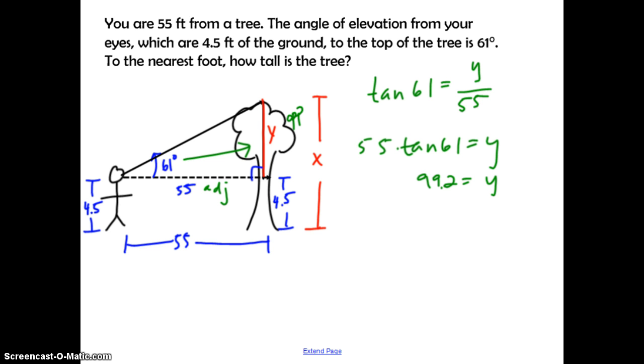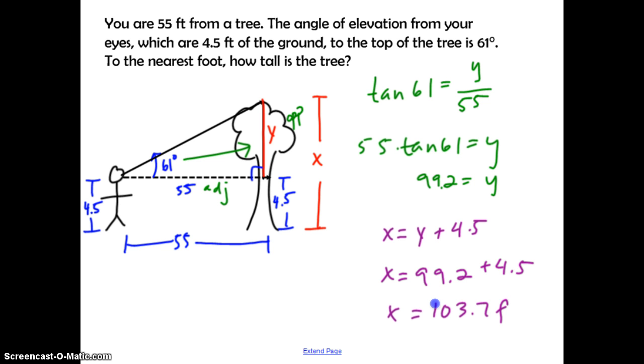This is a very tall tree. So our very last calculation, we need to find the entire height of the tree, which that x is going to be equal to the y, the top part, plus this part. So y plus 4.5. We found y to be 99.2 plus 4.5. So when you add those together, you're going to get x is equal to 103.7 feet. So the tree is 103.7 feet tall. That is very tall. So this is where we're going to stop for this lesson.